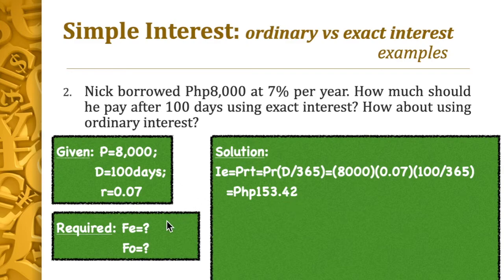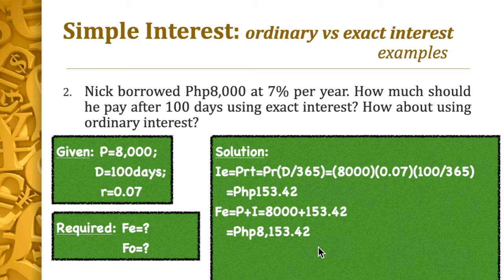So again, we're asked about the FE, not the I sub E only. So what are we going to do? We're going to add the interest plus the principal. So 8,000 plus this interest we got will give us 8,153 pesos and 42 centavos. Okay, so that's for the exact interest.